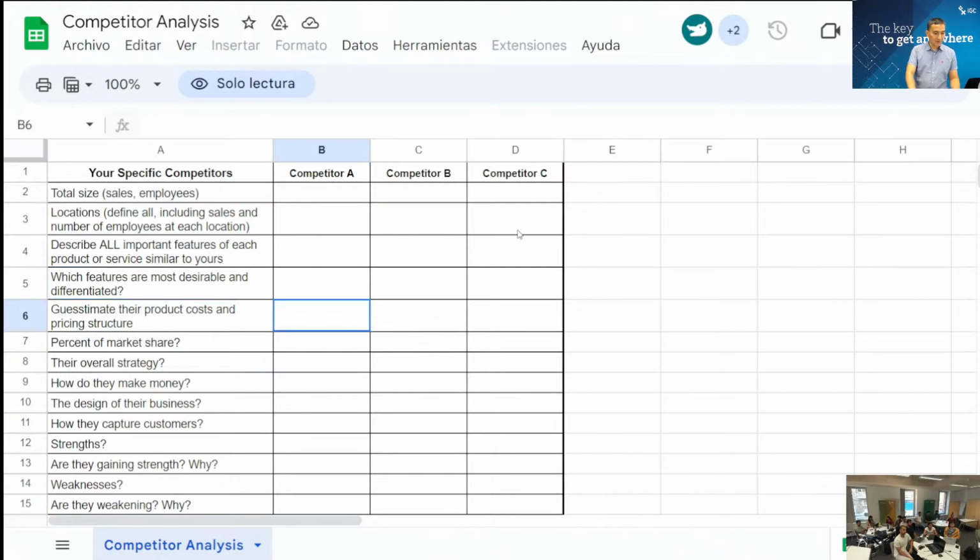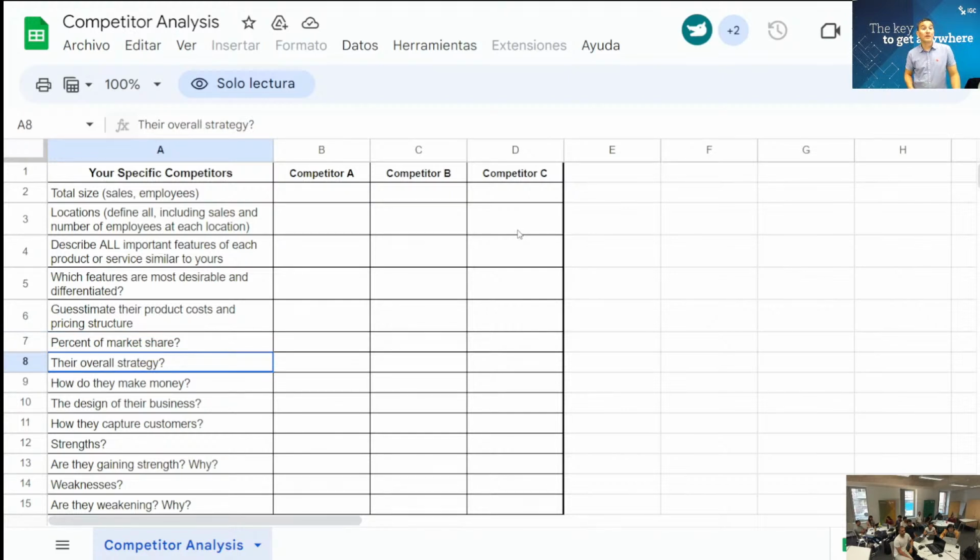Guesstimate the product cost and pricing structure. In every industry, if you know a little bit of financial accounting, if you know the price of a product, if you subtract the VAT of that product, more or less you have the sales revenue of that product. So then you can work backwards to calculate the potential margin of that product. You have to subtract all the operating expenses per unit, let's say. You have to subtract the taxes that they probably will pay, and then you can identify the margin. So you can work backwards in order to identify the markup for every unit and every product that they sell. You can identify their overall strategy.